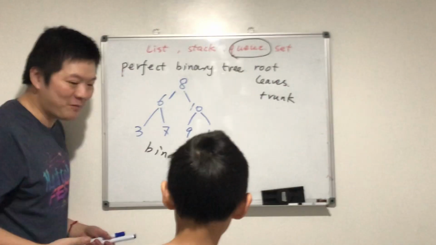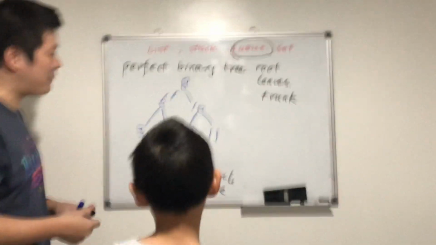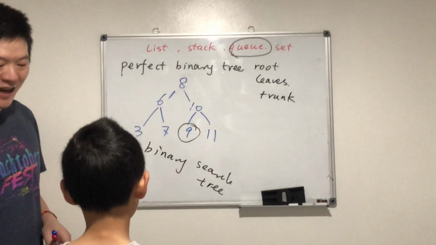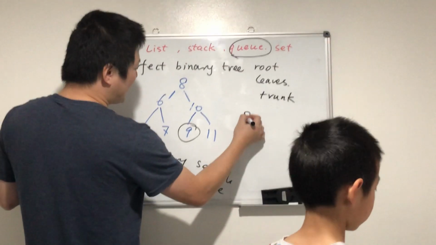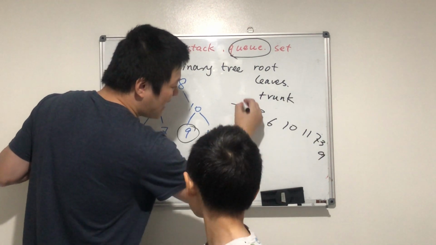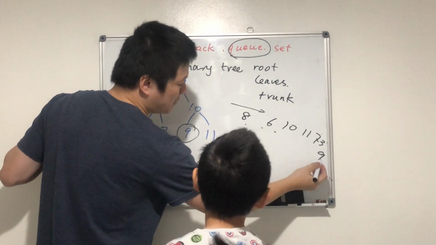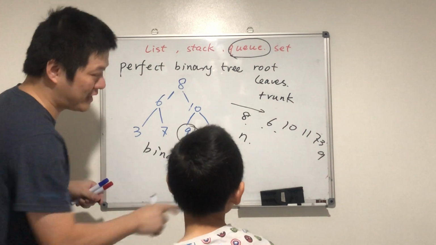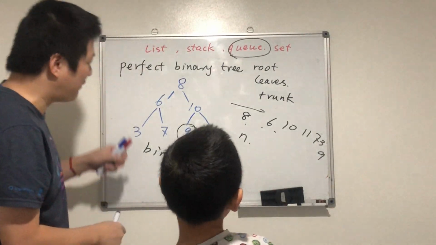Why is that useful? Because look, if we want to find the number 9, right? If it's in an array, we don't know where it is. If it's an array list, we have to search. If there are n items, we need to search n times to find the 9, if it's in the last element, right? But for this, we don't.